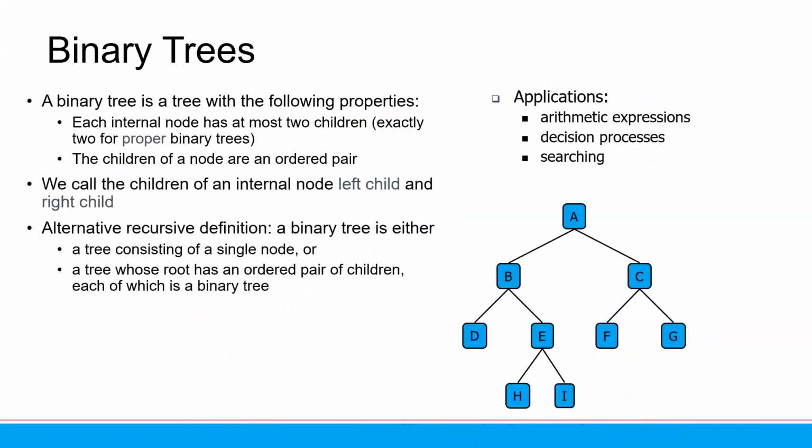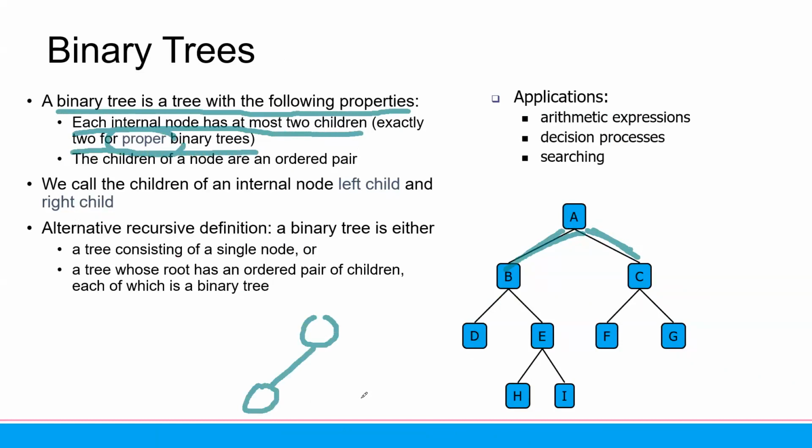Binary trees. We call them binary trees because the tree consists of two. The binary tree is a tree with the following properties. Each internal node has at most two children. So an internal node has at most two, exactly two for proper binary trees. So we have proper binary trees. This one is a proper binary tree because it has exactly two. At most two children means if I have one like this, it is also a kind of binary tree because we have only one option.